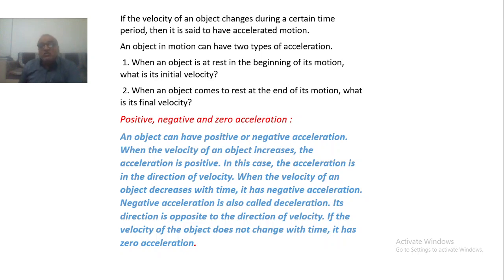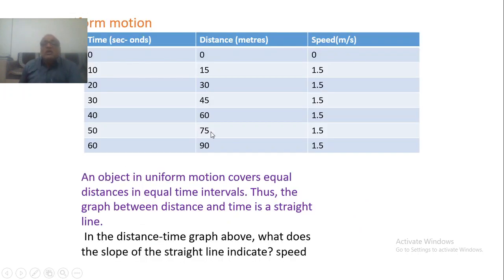When the initial velocity is greater than the final velocity, it is negative acceleration. When the initial velocity is less than the final velocity, it is positive acceleration. If the velocity changes with respect to time, then we say that the object is in accelerated motion. Uniform motion: now here, time, distance and speed.